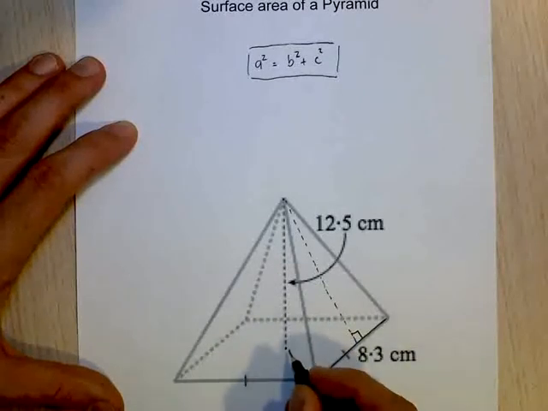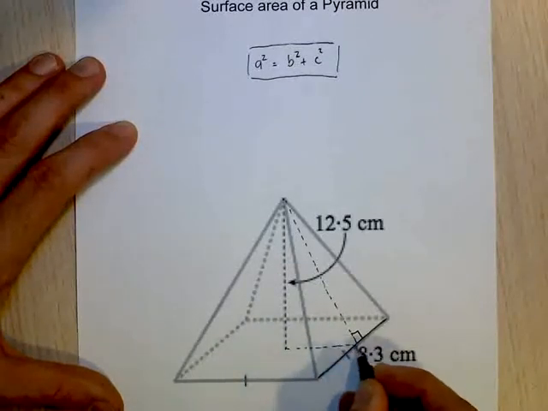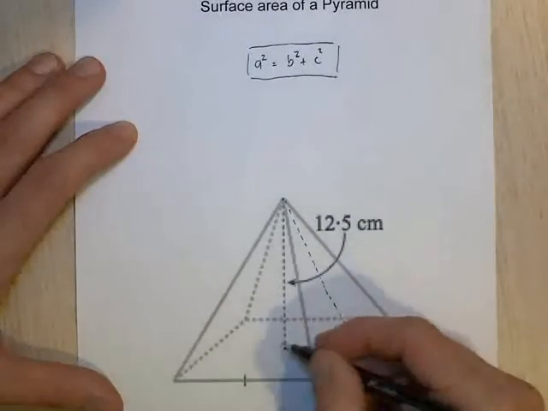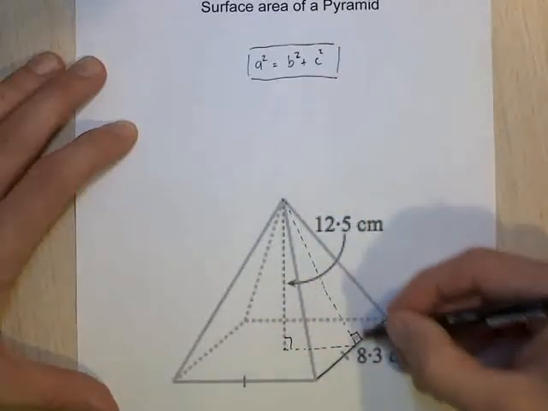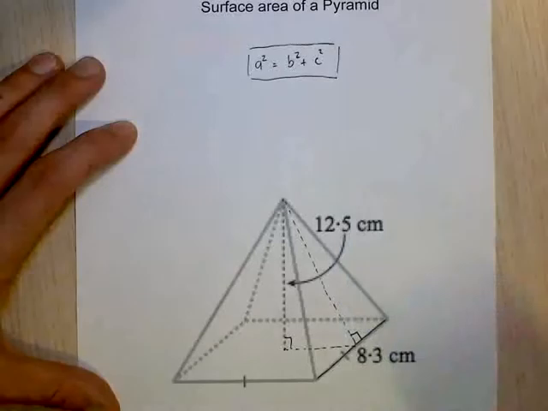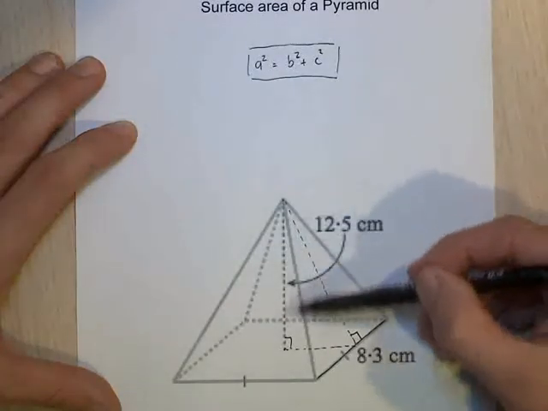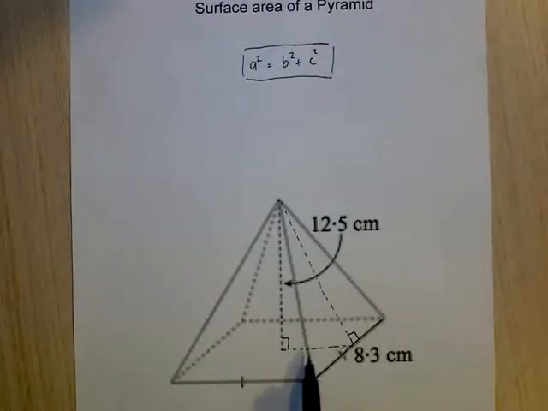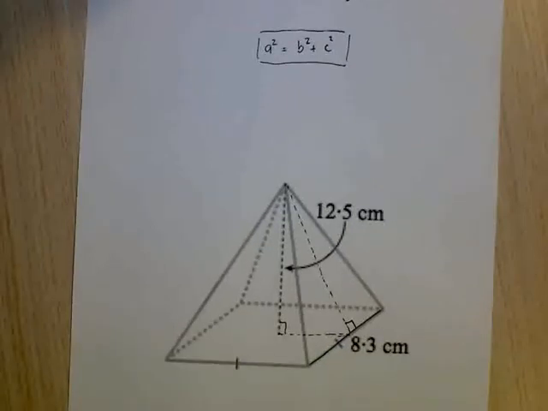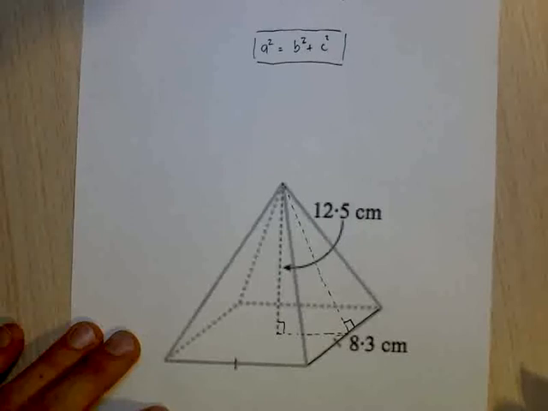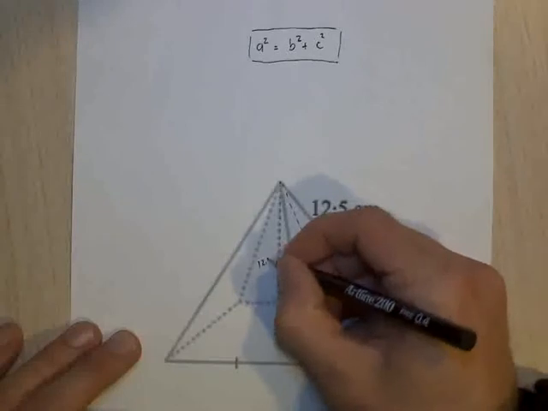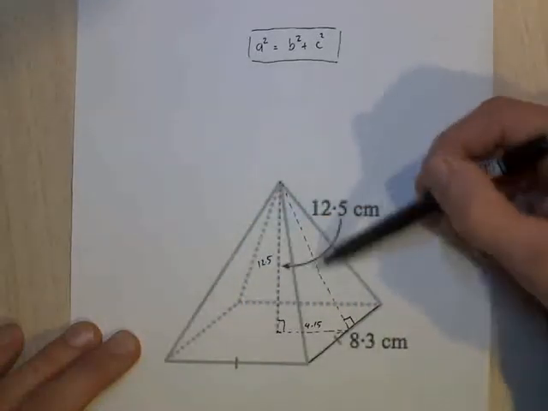That line there, if we draw another line directly out from here, is going to create our right angled triangle that we're going to use to find our long side. So to find this side here, we need to use our 12.5, and we need to know our distance across from the centre of our square to the outside. That is simply going to be a half of 8.3, which gives us 4.15. Our height is 12.5, and now what we need to do is work out that long side there.